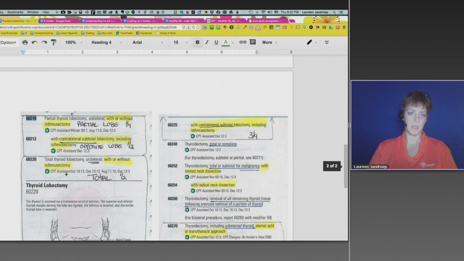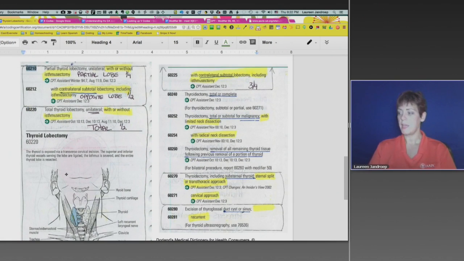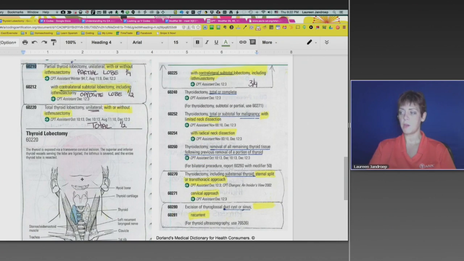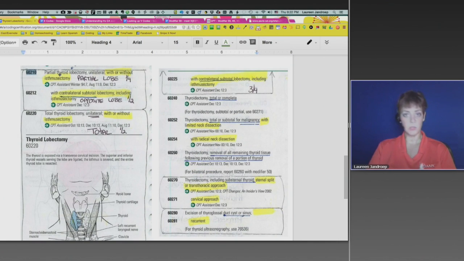This is what you would be looking at on the board exam, is your manual, okay? Nice little picture here. The way I like to teach this, if you picture the thyroid as a butterfly and the isthmus is in the middle of the butterfly and you have a right and a left side. When you look at the code options in the range, 60210 is a partial thyroid lobectomy, unilateral, so just one side, with or without the isthmus being removed. So in my mind, I convert that to about 1/4 of the butterfly. So it's not a complete half, but it's just one side, so 1/4.